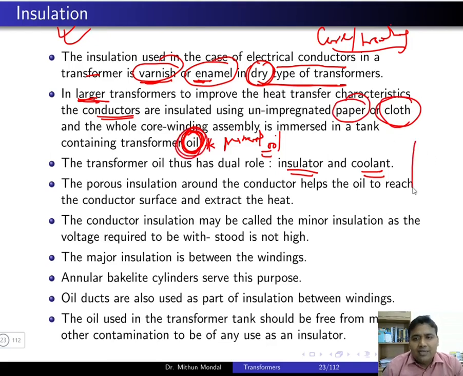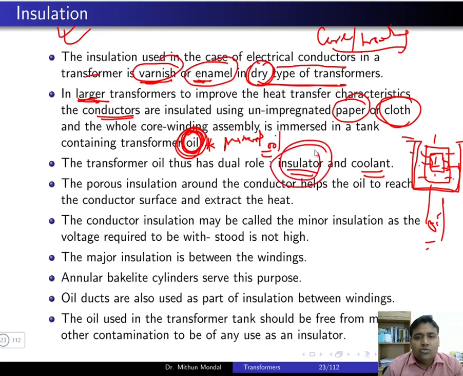So if you take this to be the outer core of the transformer and outer tank of the transformer, then along with the core, this is the core and this is the winding which is there. So it is dipped in the oil. So this is your oil. So the oil is there so that it provides us insulation and cooling, and the winding has paper and cloth as the insulation. So what is happening generally?